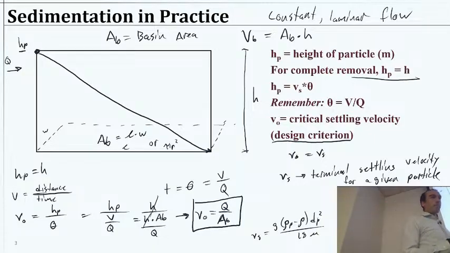Okay? So on this slide, we talked about a lot, but it all does come down to pretty simple physics. And then the other piece of this is we can relate that to our settling velocity for a given particle. All right, any questions so far?